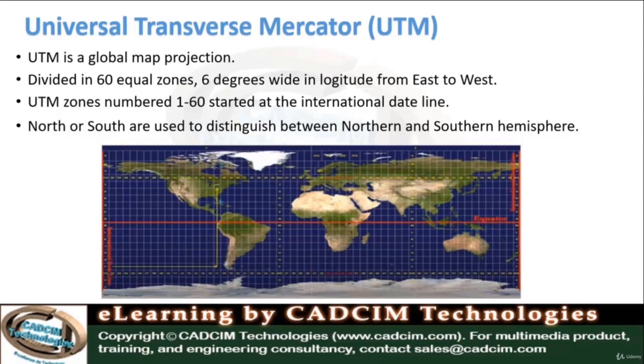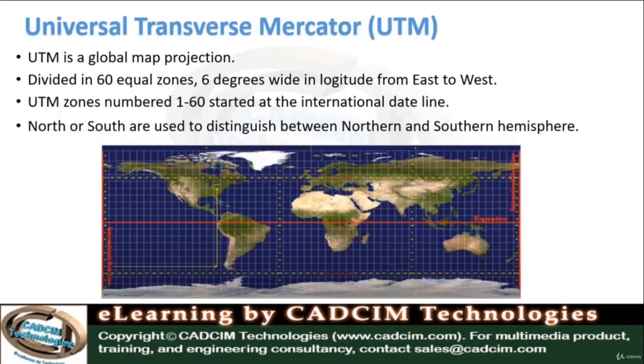So north and south are used in the indication of the projection to distinguish between the northern and southern hemisphere. For example, if we are looking at Uganda, it's in UTM zone 36 north, and then we can express the location of Kampala as 452,611 meters east and 36,127 meters north. In this figure, we can see the Netherlands, that is in UTM zone 31 north.